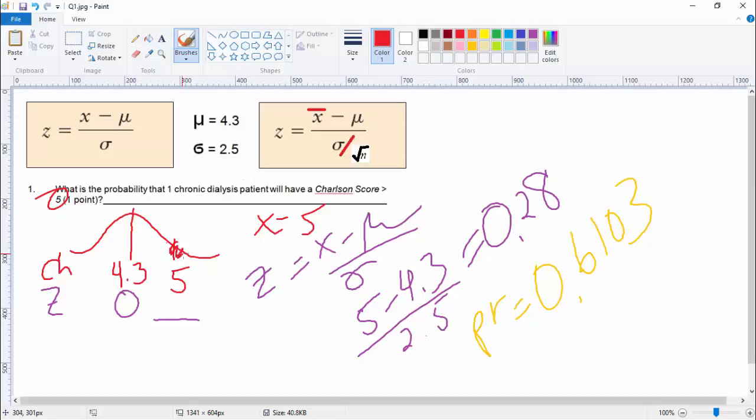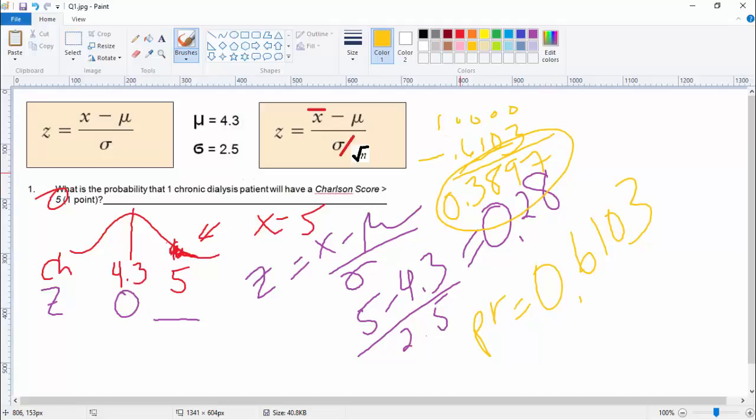Now, remember we were looking for, oh, I'm sorry, I forgot to color it in. We were looking for greater than 5, right? So this is a little piece. And what do you think we got out of this? That's going to be like 61. That's a big piece. That's bigger than 50%. So we're going to have to do the 1 minus thing. So we'll do 1.000 minus 0.6103. And if you do that, you get 0.3897. And that's your answer.